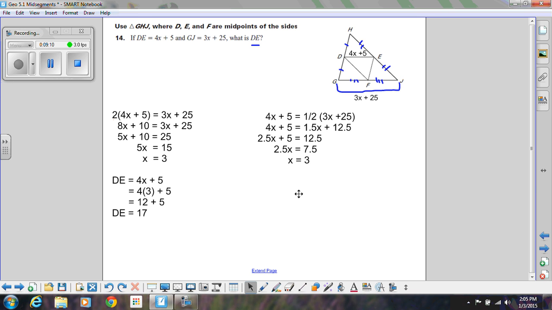So I get the same thing as when I did over here, and then we're going to do the same thing by plugging in the 3. So either way you like to do it is up to you. I know a lot of students in the past have liked to do it this way since they don't have to deal with a fraction. But whatever makes sense, you use.